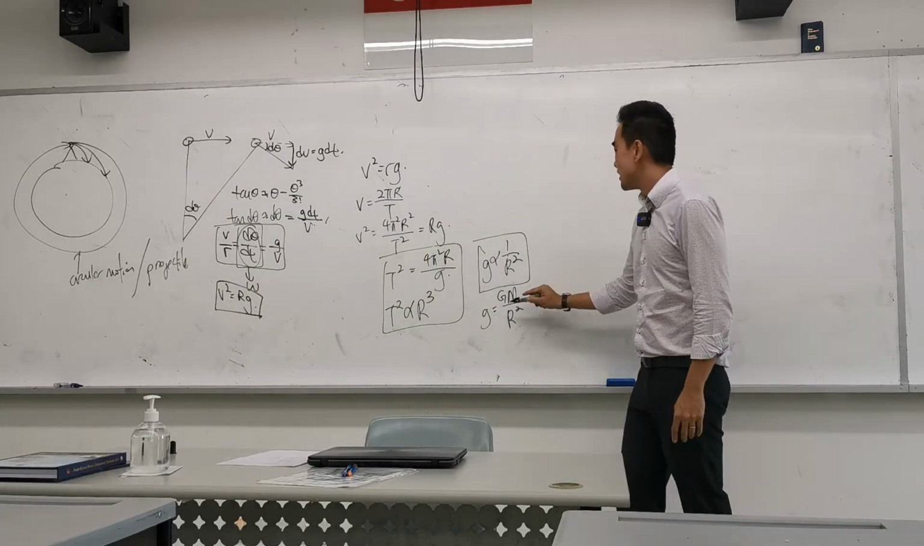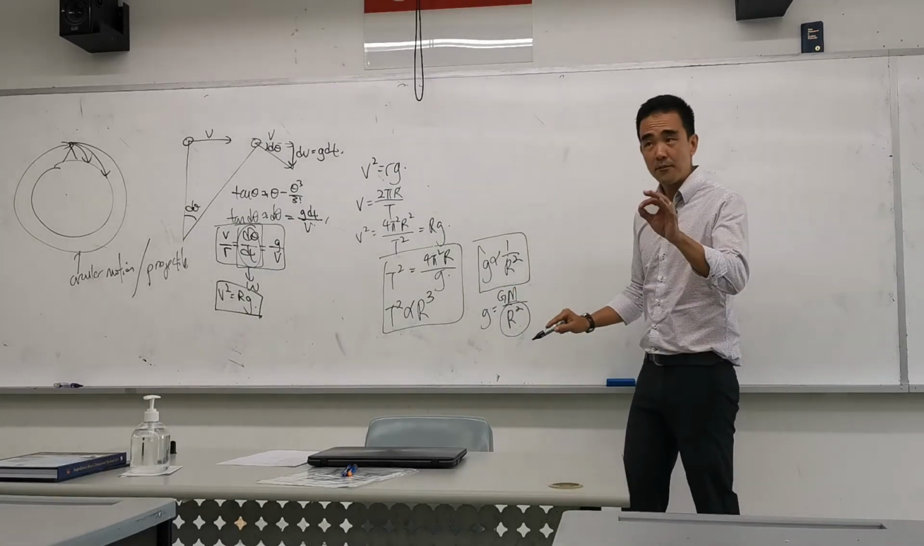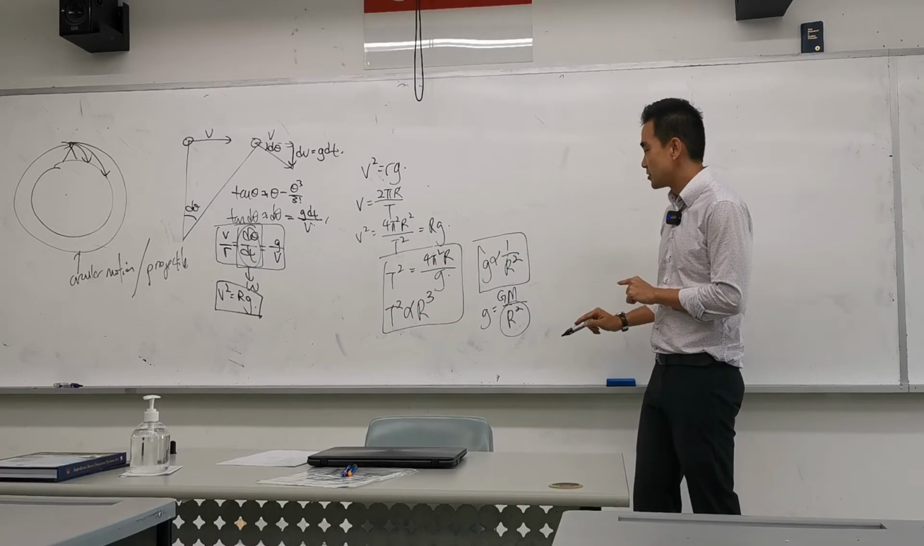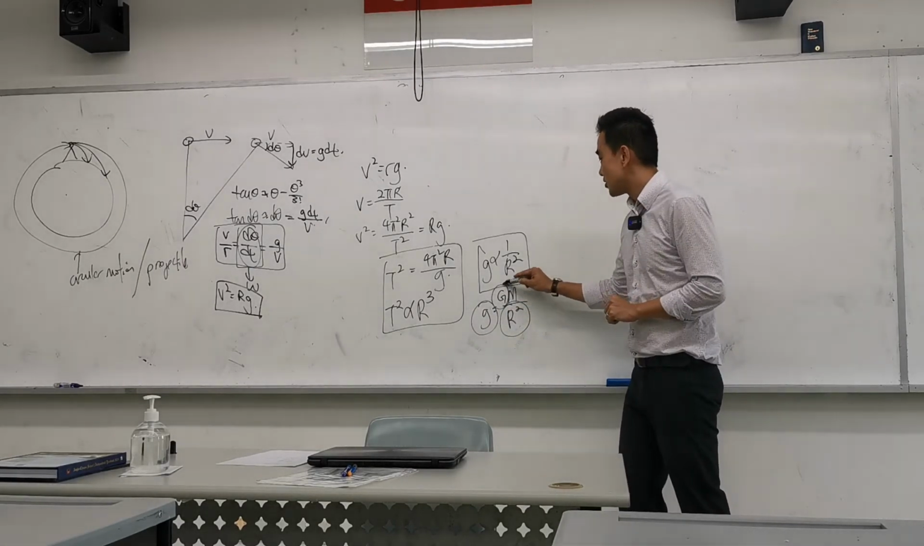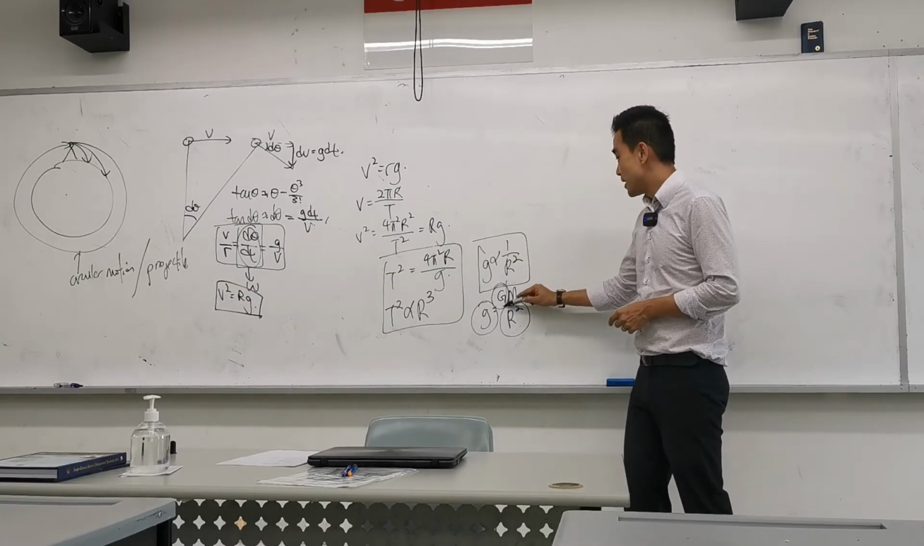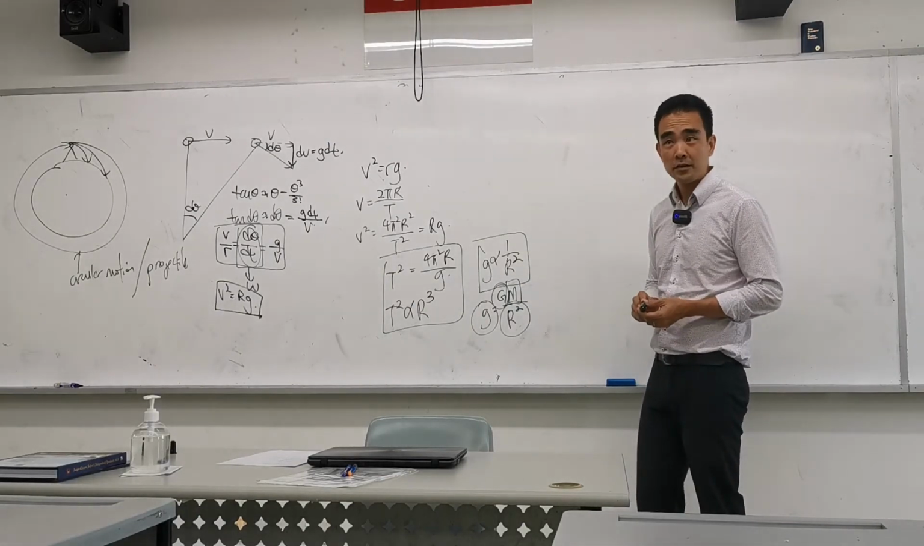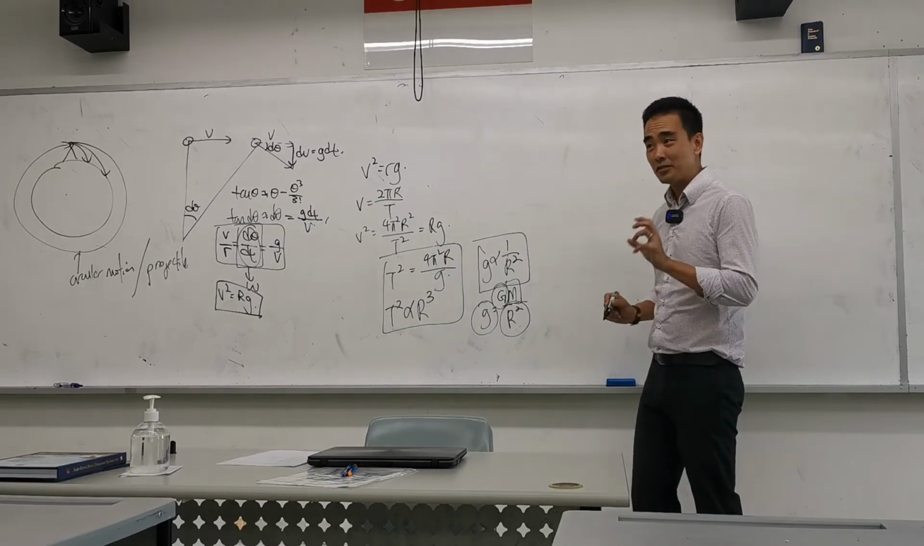Can you see that if you know the radius of the Earth, which at that point of time where Cavendish lived they knew, and you know the acceleration of free fall, if you can actually calculate this constant G, you will be able to calculate the mass of the Earth. Make sense? Now, how did he do it?